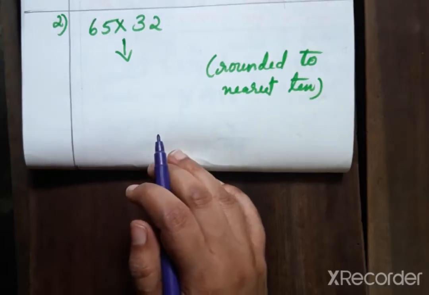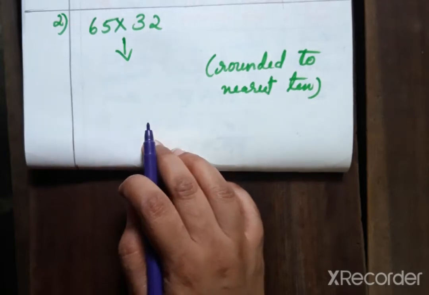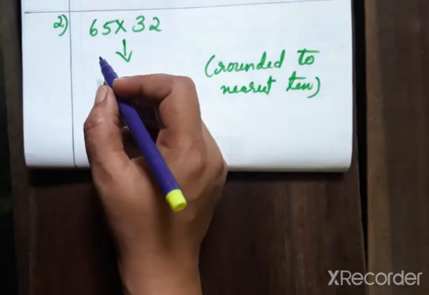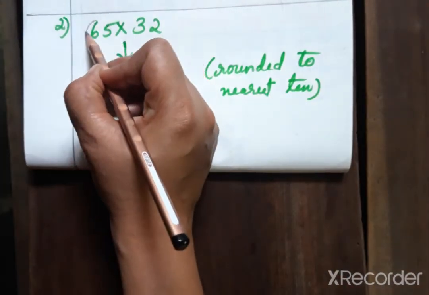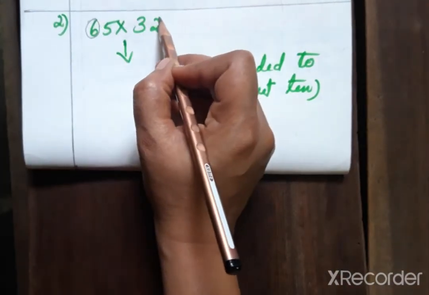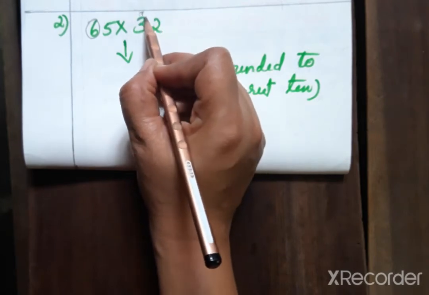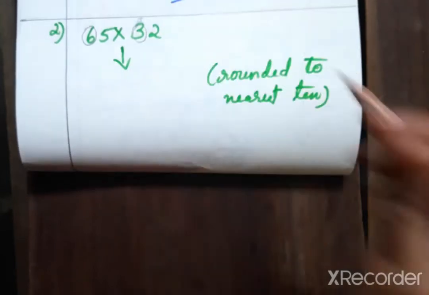Now the next question is 65 into 32. Now we have to round off the numbers. For 65, which place do we have to round off? We have to round off the tens place. So the first step is to circle the number in the tens place, the 6 in the tens place.